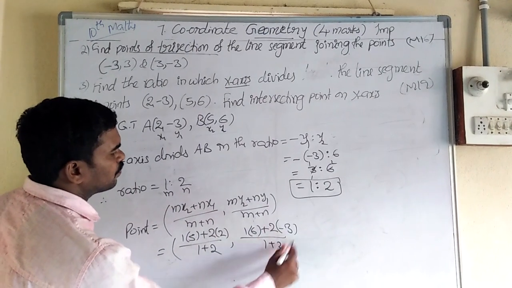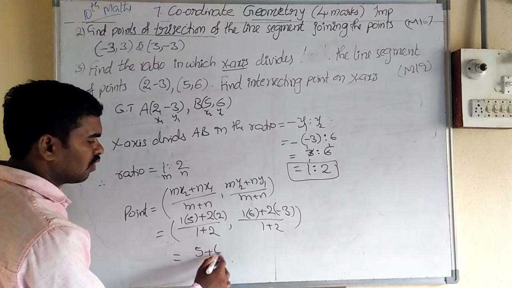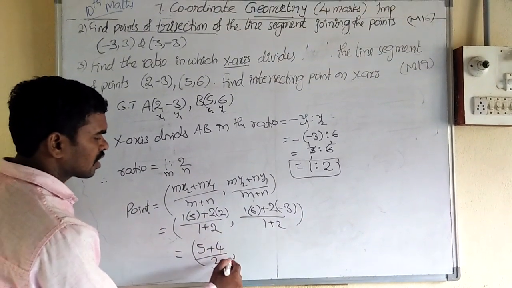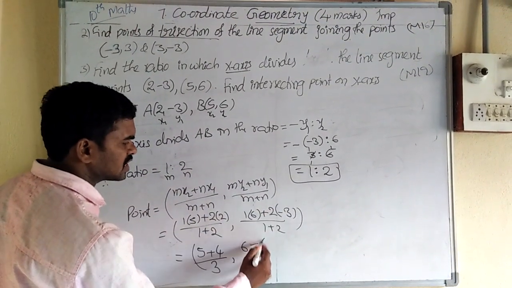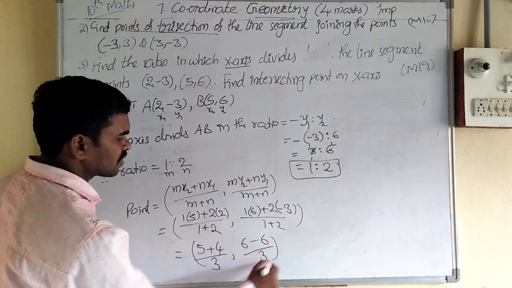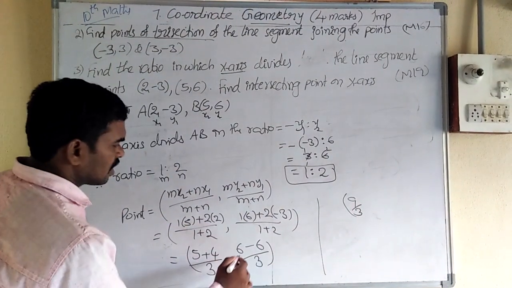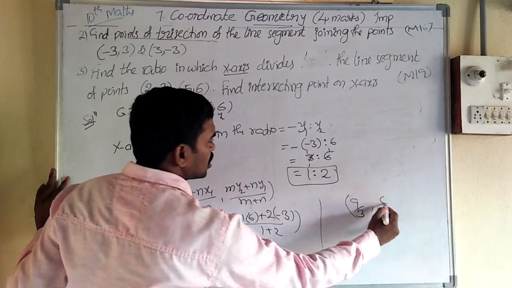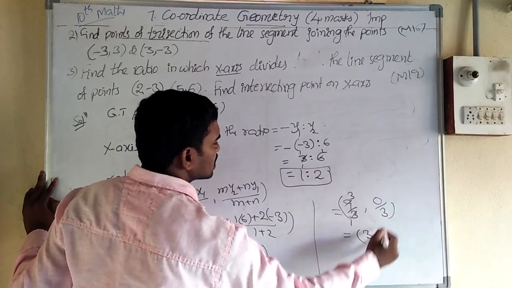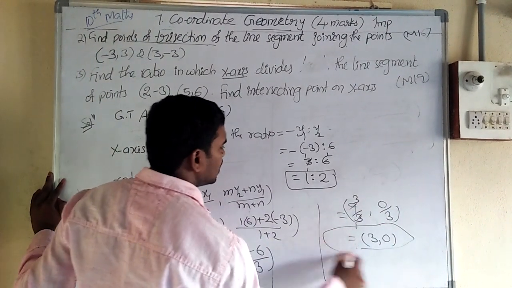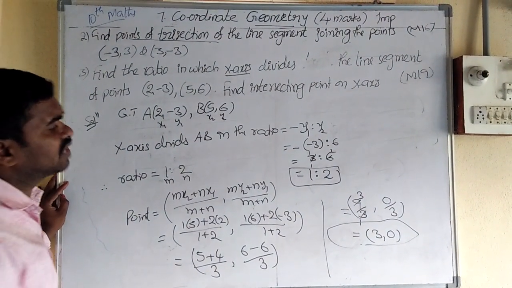So 1 plus 2. 1 into 5 is 5, plus 2 into 2 is 4, by 1 plus 2, comma, 1 into 6 is 6, plus 2 into minus 3 is minus 6, by 1 plus 2 is 3. Now 5 plus 4 is 9 by 3, comma, 6 minus 6 is 0 by 3. 0 by something is 0. So (3, 0) is the point which divides the x-axis, at (3, 0).